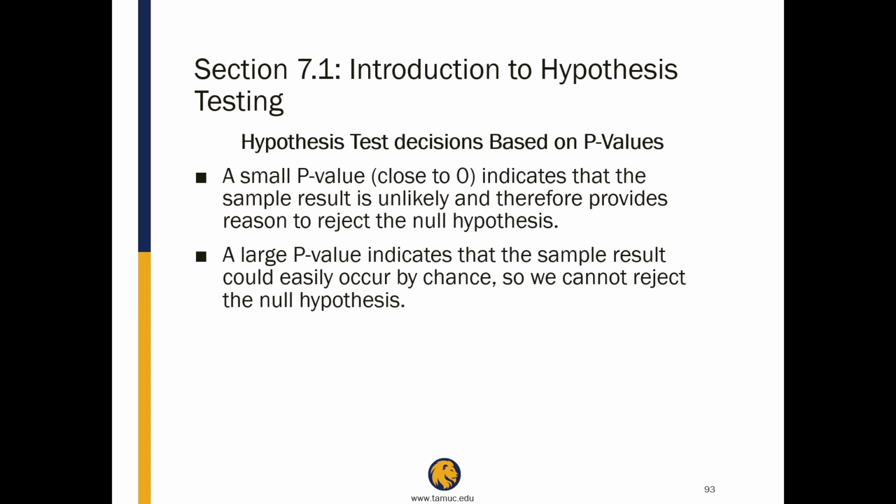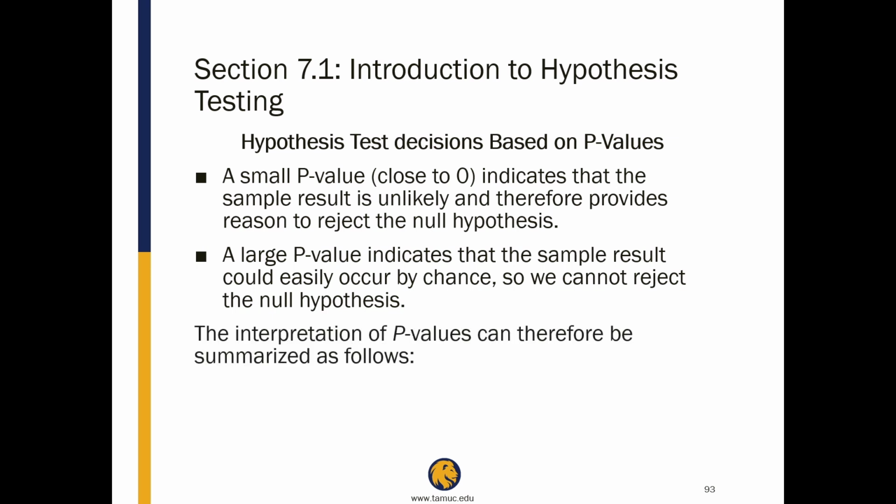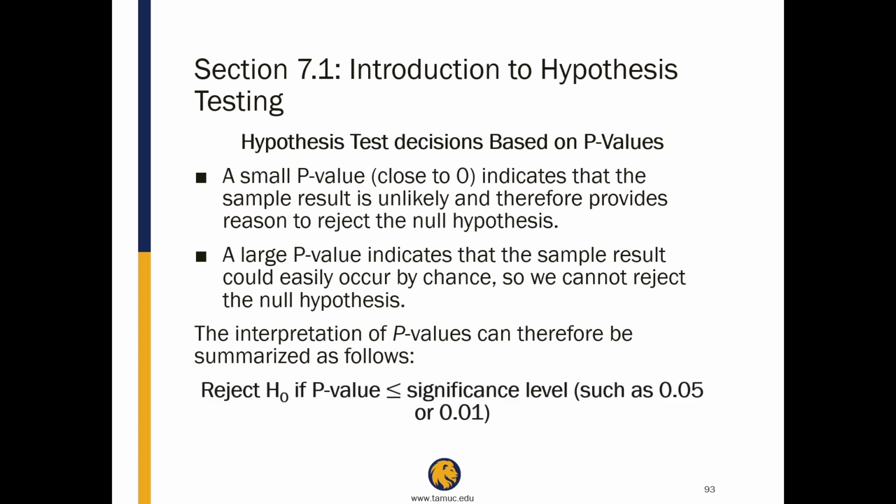A large p-value indicates that the sample result could have easily occurred by chance, so we cannot reject the null hypothesis. The interpretation of p-values can therefore be summarized as follows. We reject the null hypothesis H0 if the p-value is less than or equal to the significance level chosen, such as 0.05 or 0.01.